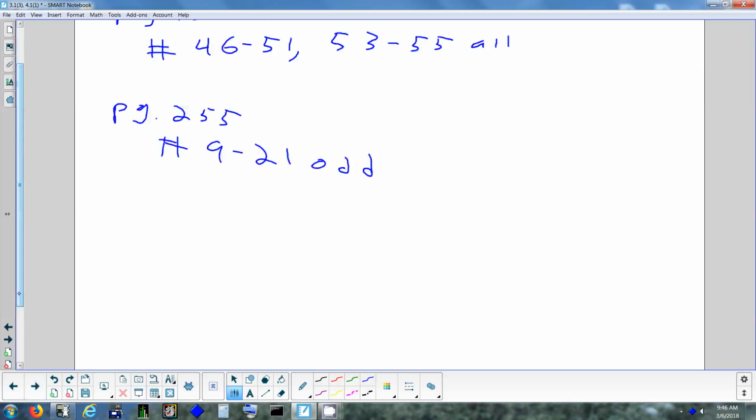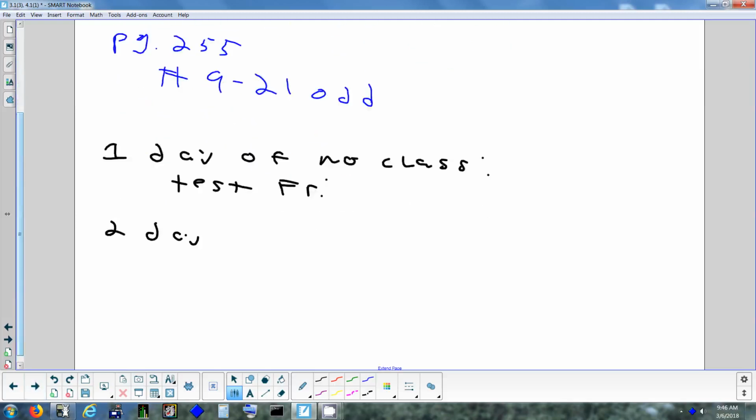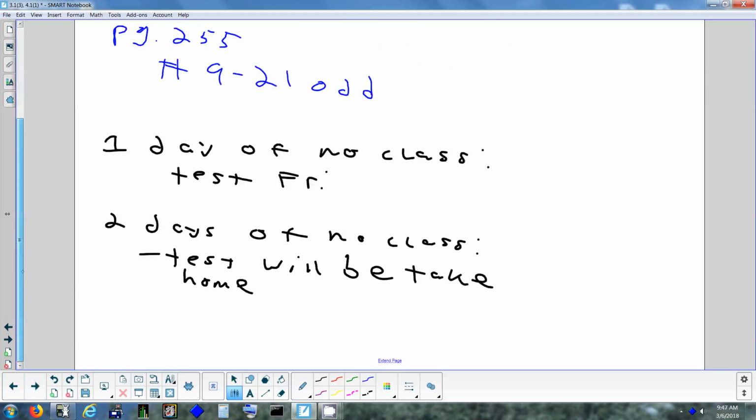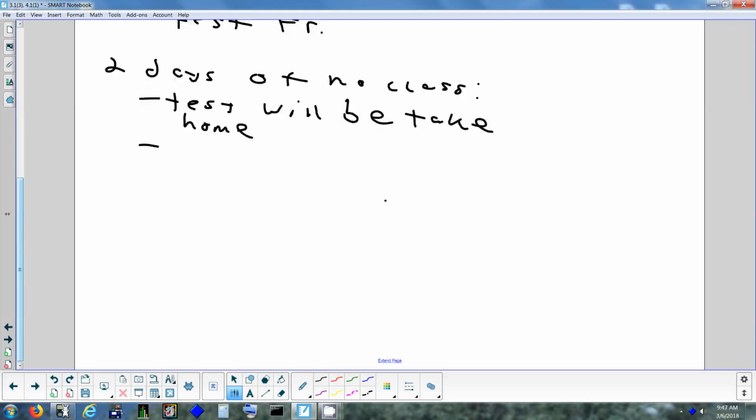Okay, so just a couple reminders. If we have one day of no class, then the test is Friday. If we have 2 days of no class, the test will be take home. You get the test Friday, and it would be due Monday.